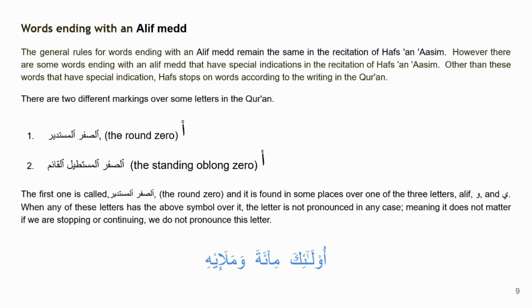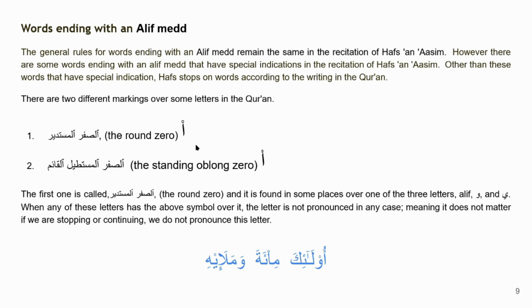However, there are some words ending with an alif mad that have special marking. Hafs stops on words according to the writing of the Quran. There are two different markings over some letters in the Quran. The first one is called as-sifr al-mustadir, or the round zero, and the symbol is this kind of circle that you can see here, where I am pointing right now.